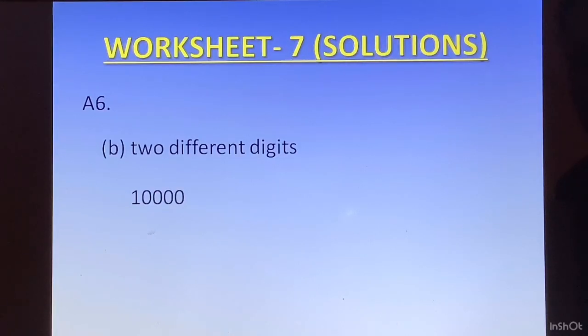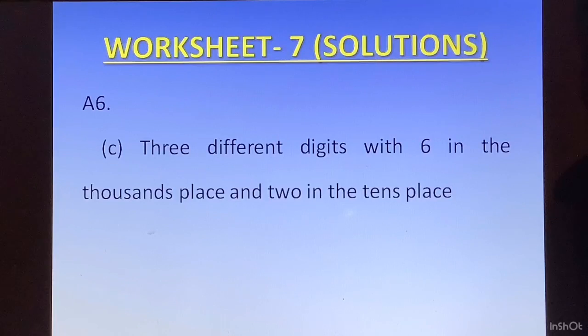Then 3 different digits with 6 in thousands place and 2 in tens place. So 6 and 2 have to be there in the number. We can only choose one more number. And for 5 digit, it goes up to 10,000. We cannot start a number with 0 in 10,000s place, otherwise it will become a 4-digit number. So we can't take 0 for the smallest digit. The other smallest after 0 is 1. So we will choose 1 as the third digit in the number. And apart from thousands and tens place, we will fill the rest with 1. So the number thus formed will be 16121.